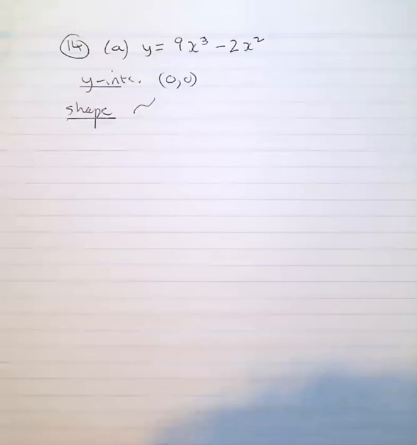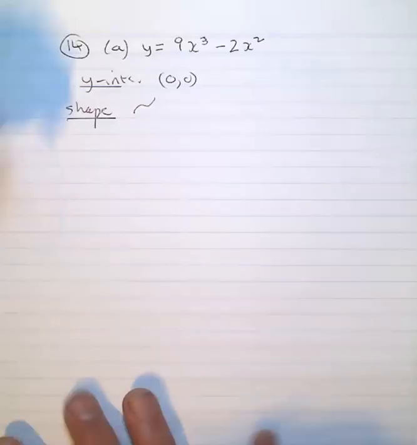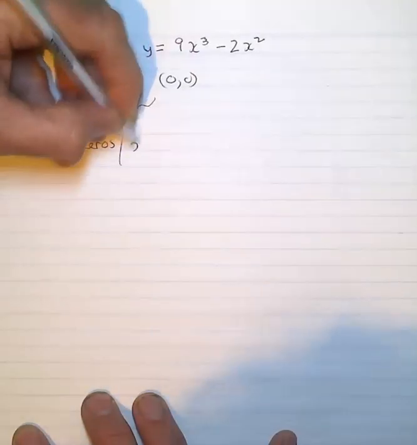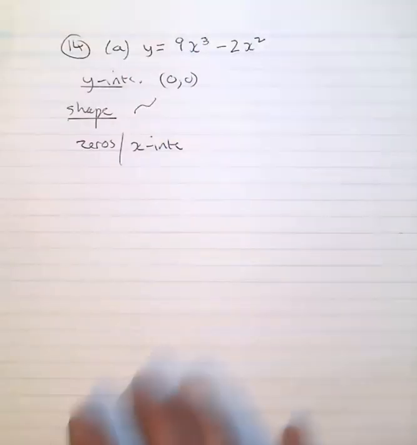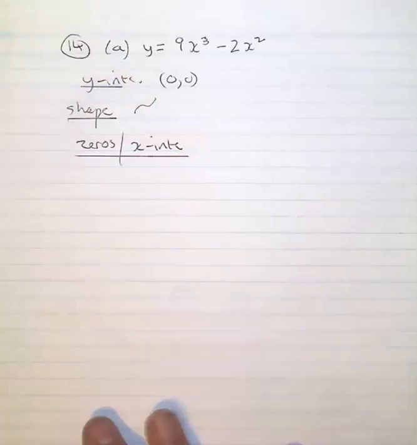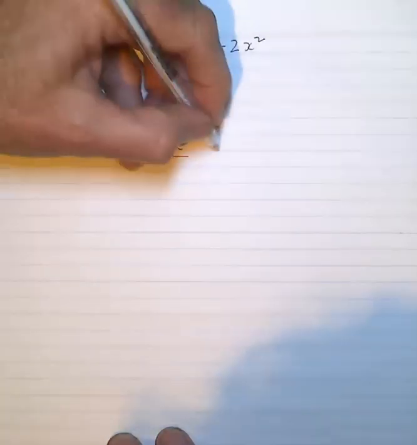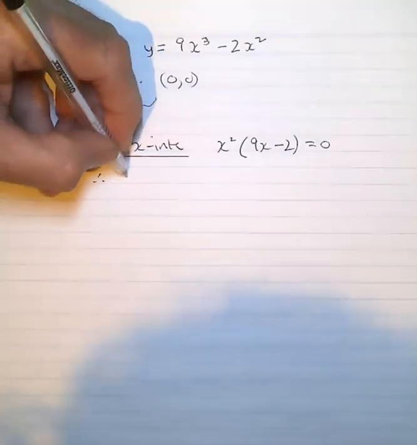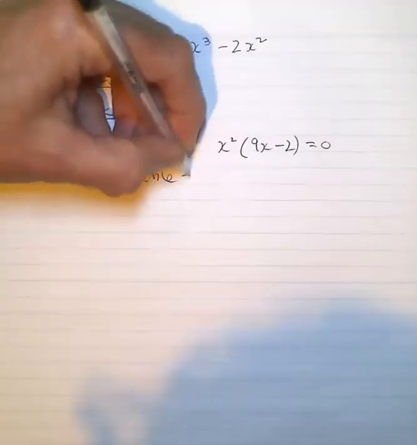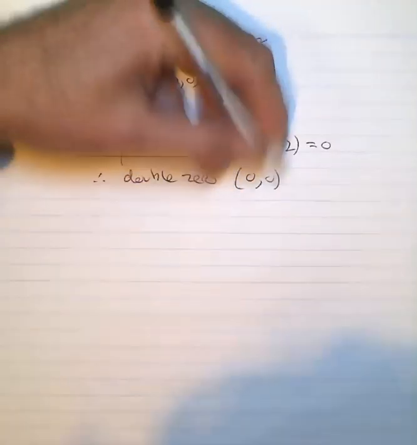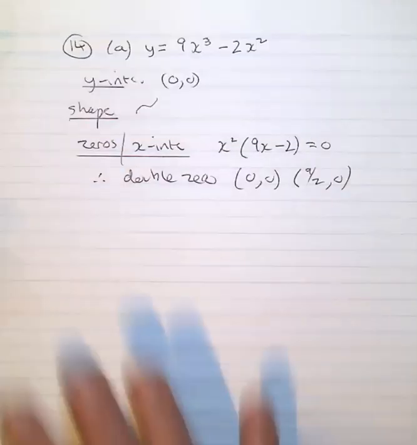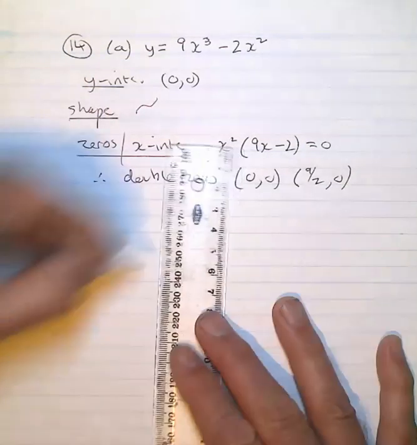There's not going to be a stationary point of inflection because it will factorise quite readily. So I'm going to find my zeros or my x-intercepts, which becomes x squared into 9x minus 2 is equal to 0. So I'm going to have a double 0 at the origin, or turning point, and at 2 over 9, 0. I now have enough information in order to sketch that graph.